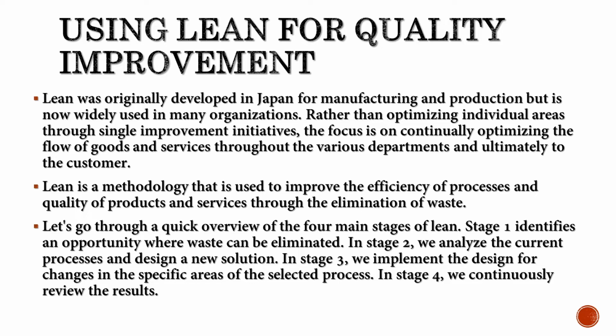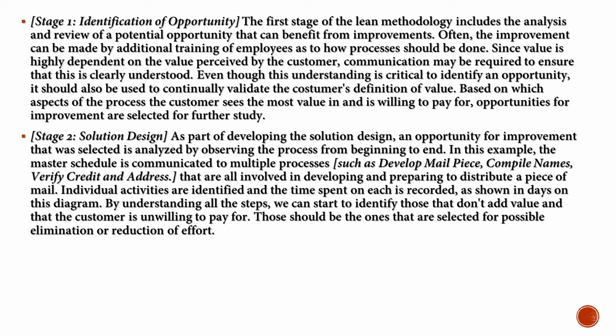Stage one is to identify an opportunity where waste can be eliminated. In stage 2, we analyze the current processes and design a new solution. In stage 3, we implement the design for changes in the specific areas of the selected process. In stage 4, we continuously review the results. First, stage 1 is identification of opportunity.